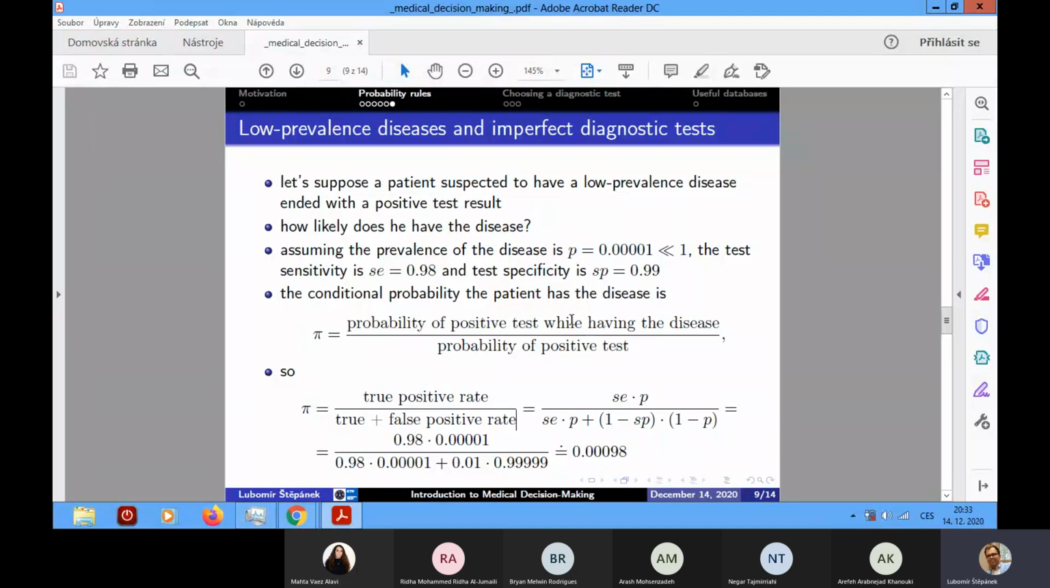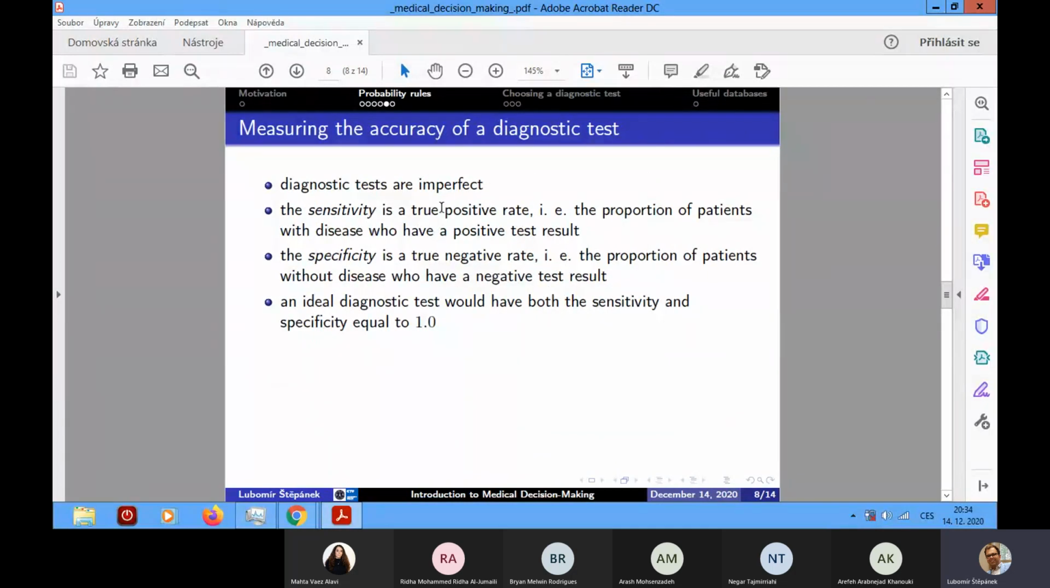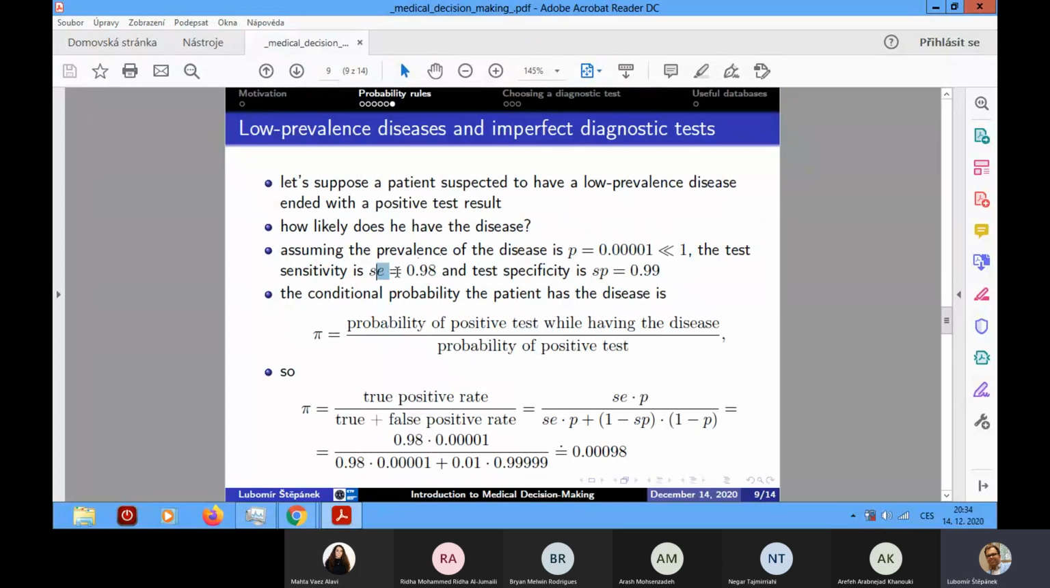So if you have a disease, and the test works well, it means that he would get the positive value. We know that the sensitivity is simply the true positive rate. So if the sensitivity is like 0.98, it means that 98% of all patients with the disease will get the true positive result.